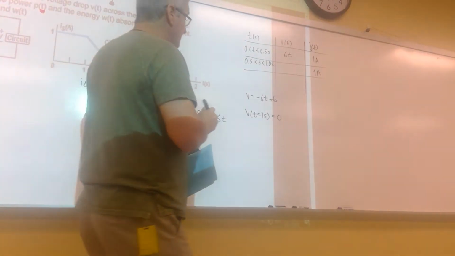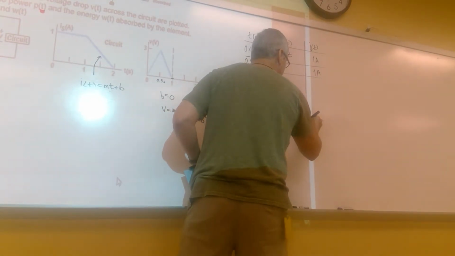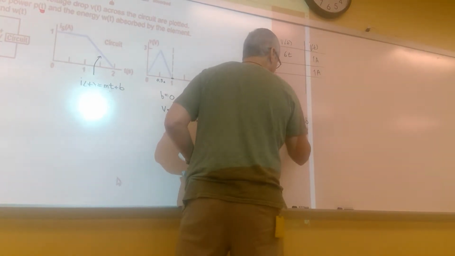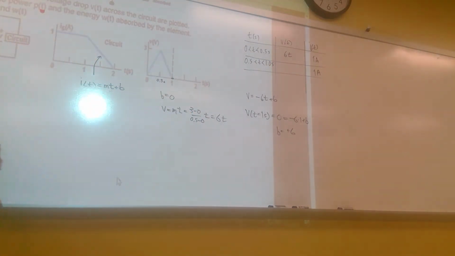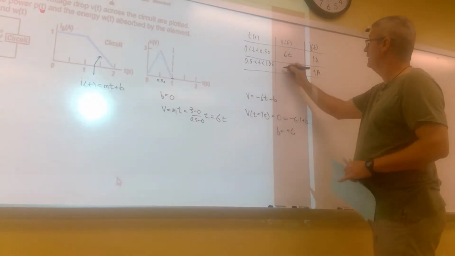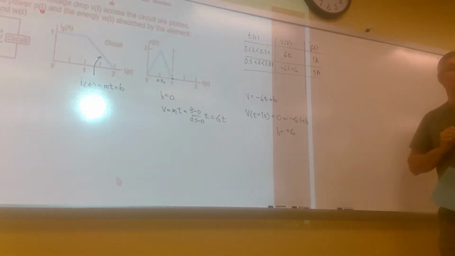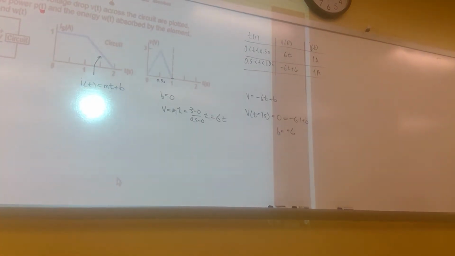Right? So then that means here that this has to be minus 6 times 1 plus b. So you can see that b has to be plus 6. So when I look at this equation of the line here, then that means I'm going to get what? Minus 6t plus 6. So I've now parameterized that curve.